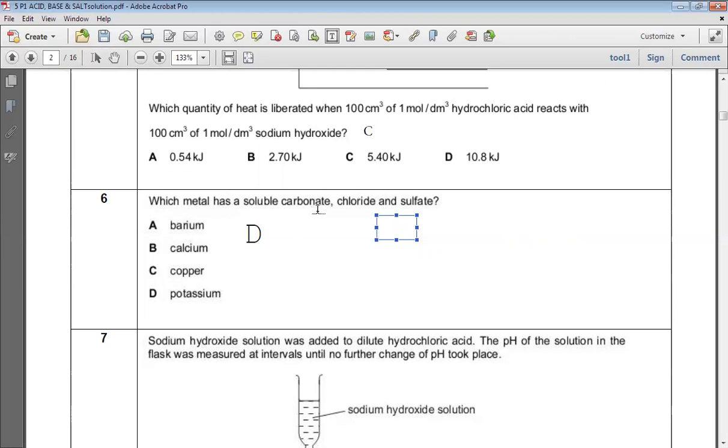So barium carbonate is insoluble, barium chloride is soluble, barium sulfate is insoluble, so just barium chloride is soluble and option A cannot be used. Calcium carbonate is insoluble, calcium chloride is soluble, calcium sulfate is insoluble. Copper carbonate is insoluble, copper chloride is soluble, and copper sulfate is also soluble.